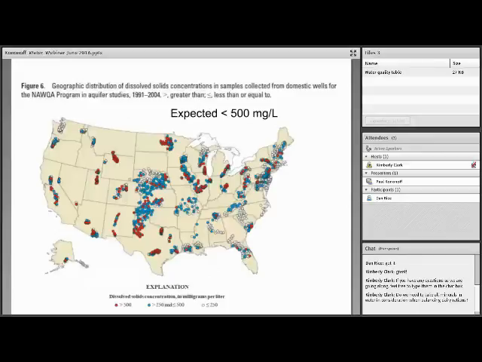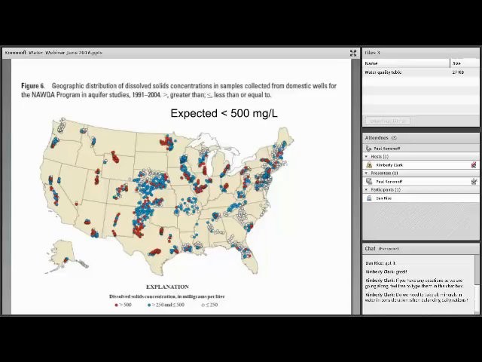This is just a map of the United States from the U.S. Geological Survey, looking at how TDS changes across the countryside. Probably not anything overly surprising here. You'll see in the table that I've given as a handout, we kind of expect TDS being less than 500. If it's anything greater than 500, there's probably reason to start asking questions. You can see in the state of Nebraska, we have cases where TDS can be quite high.